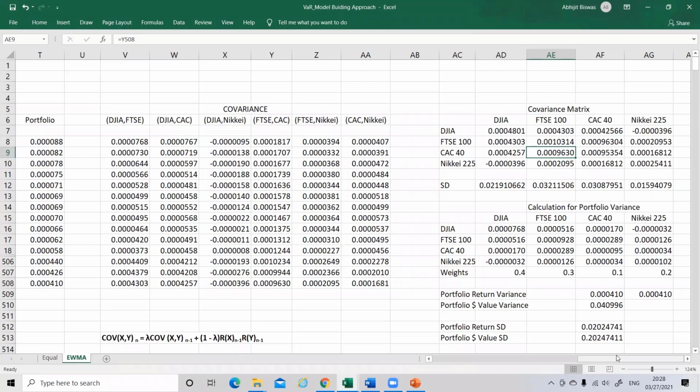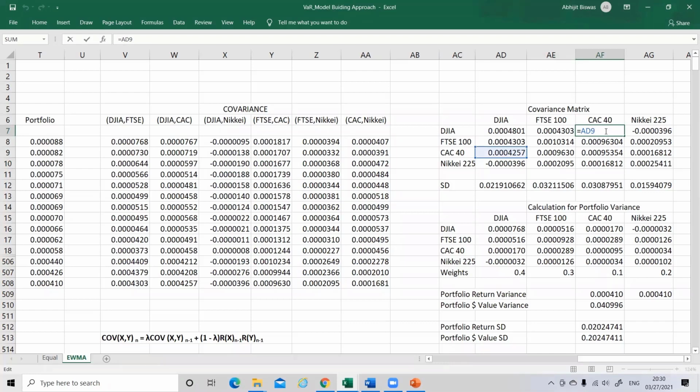Come to AE9. AE9 is equal to, this is basically covariance between FTSE and CSE, right? And that is captured out here. That is in Y508. So just type equals to Y508. Okay, done. Covariance between FTSE and Nikkei, that is there in Z508. So type equals to Z508. Done.